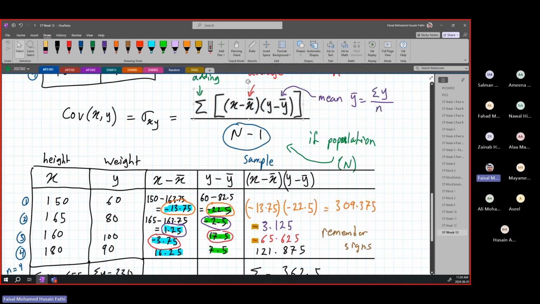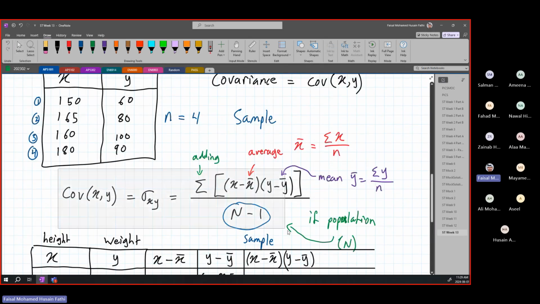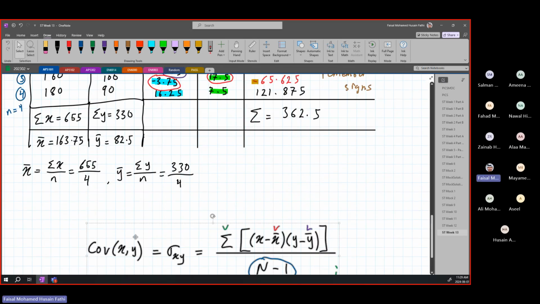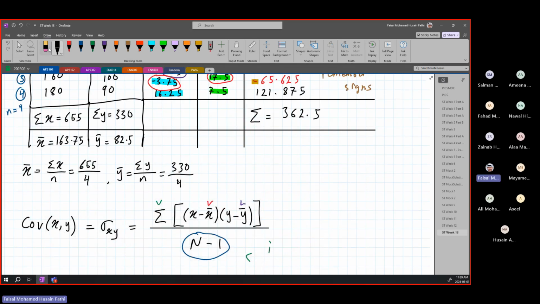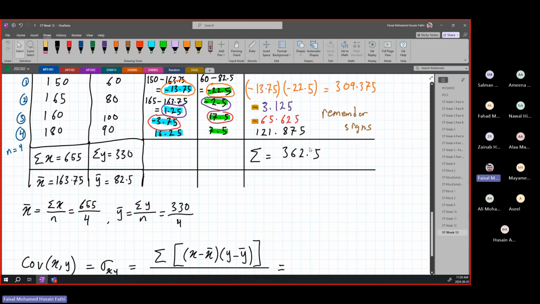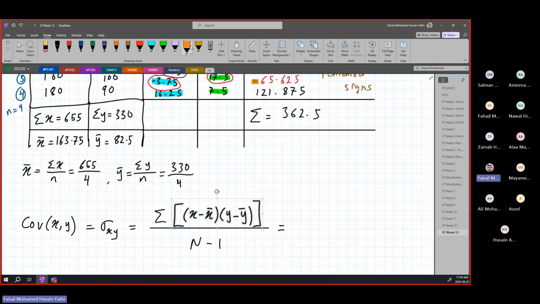And now we can simply find our covariance because in this equation over here, we have found the value for the numerator. So again, if I just copy paste this down here. So for covariance, this is going to be equal to, this value over here is this value that we have found. So we're going to put it in this place. It's going to be 362.5 over n minus 1.